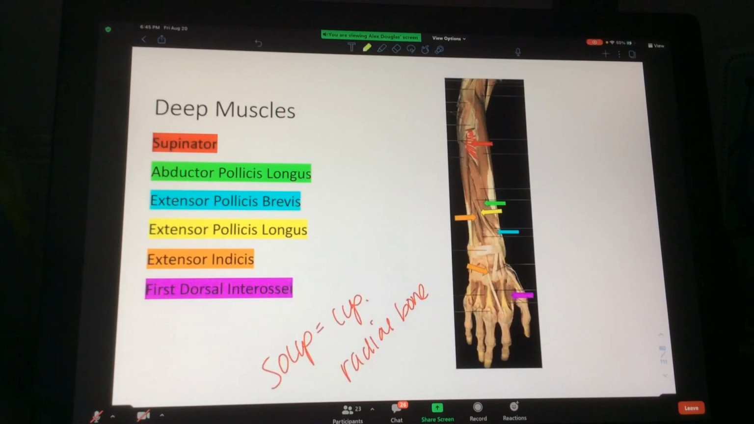So again, call this by what it is. What did I tell you guys about this finger? This is your index finger, right? So it's going to be called indicus. Well, look at this muscle here. It only goes to that second finger. So it has to be extensor indicus, okay? Has to be, no other option. Then you're going to have your extensor pollicis brevis and longus, okay?